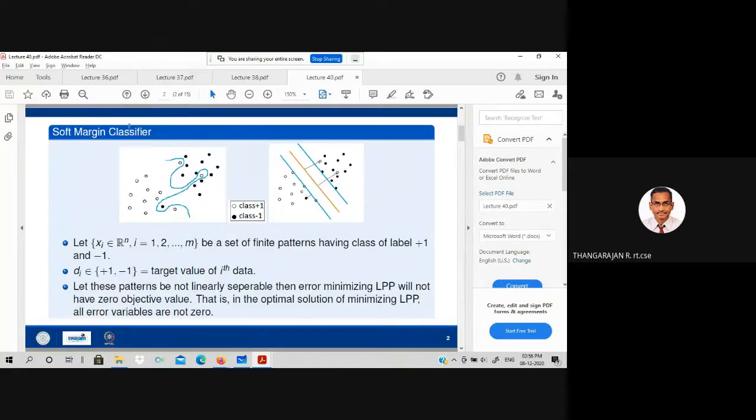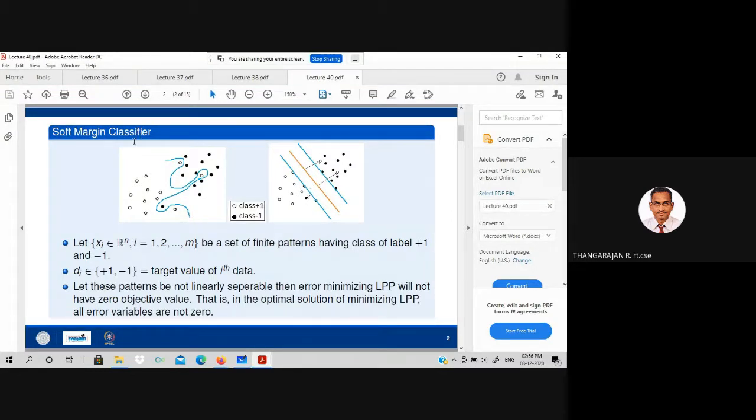So how to find the soft margin classifier? A soft margin classifier is where you are interested in finding an optimal hyperplane. But here you see that there are two positive samples here and one negative sample here. This could be an outlier. The problem is linearly separable, but there are some outliers. If you ignore these outliers, then it is linearly separable, like here. Therefore it is called a soft margin classifier.